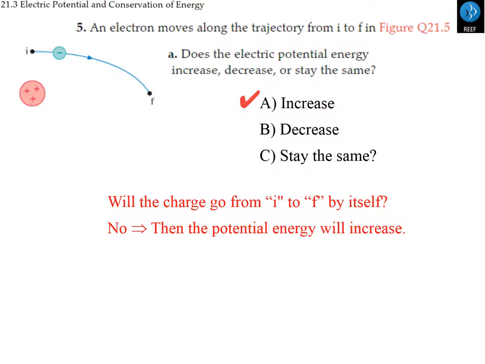Well, the way I think of these types of problems, I always replace the negative charge by the positive charge. And I see that this is very close, this is farther away. Independent of the path, it is going to go from being close to being away. So it would do that by itself. It wants to get away from positive charges. So from that point of view, the energy would decrease, but being a negative charge, it flips everything. So instead of decreasing, it will increase. So again, the question is, will the charge go from I to F by itself? No, because it wants to get closer, not farther away. So the potential energy will increase.